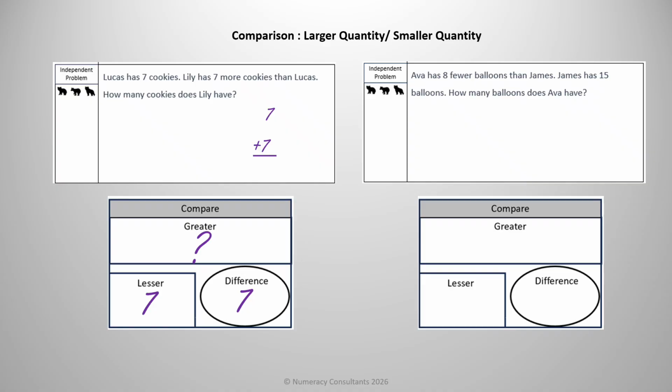What makes this problem, I don't want to say easier, is that it's telling us Lily has 7 more cookies than Lucas. So it tells us right there, if she has 7 more, we know we're going to be adding to what Lucas has. Okay, let's take a look at this one now.